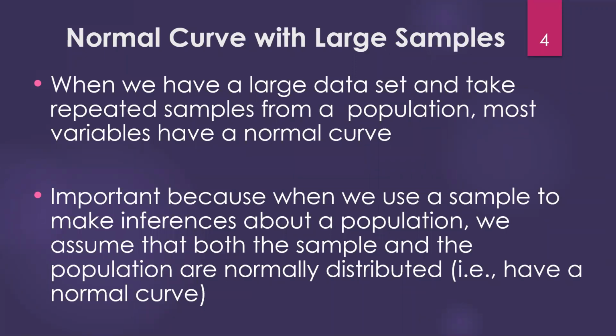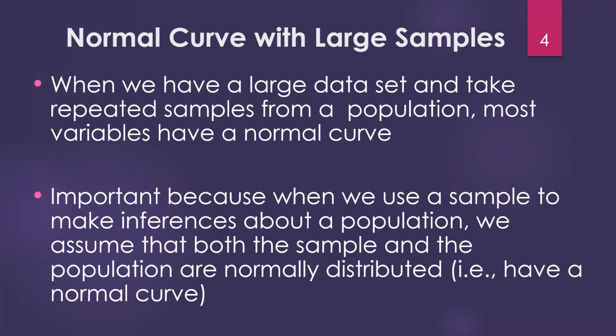All right. Something else important is this idea of large samples and a normal curve with large samples. So when we have a large enough data set and we take repeated samples from a population, most variables will end up with a normal curve if we have taken repeated samples. So if you do something enough, most things will start to look like a normal curve. The reason that this is so important is because when we use a sample to make inferences about a population, we assume for most of the statistical analyses we'll be doing that the sample and the population are normally distributed, meaning that if we chart it out, we did like our histogram and then our frequency polygon on top, that frequency polygon is gonna look like a normal curve.